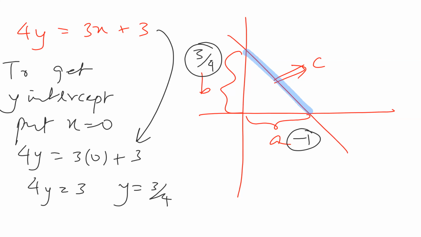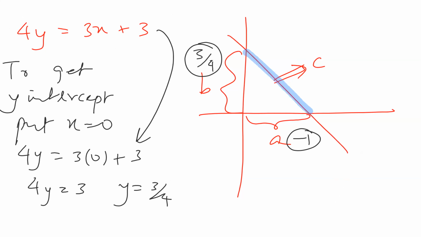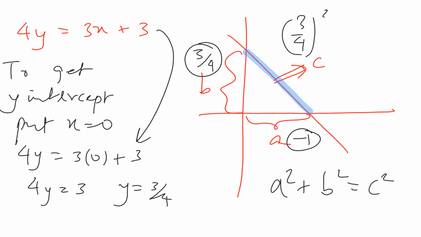Now to get the value of c, that is the portion of the line which is intercepted between the axes. I hope you all understood the meaning of that. This is the line L. The portion of the line intercepted between the x-axis and y-axis, so we require distance c. Distance c can be calculated using Pythagoras theorem. So a square plus b square is equal to c square. Put the values of a and b: 3 by 4 the whole square plus minus 1 square is equal to c square.